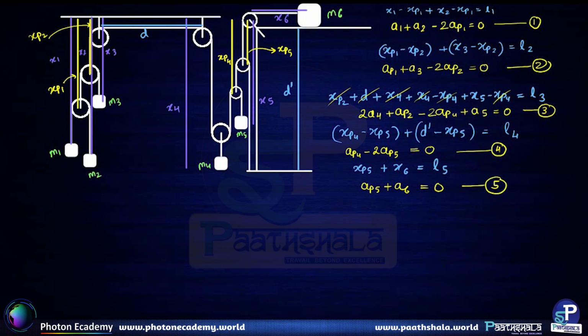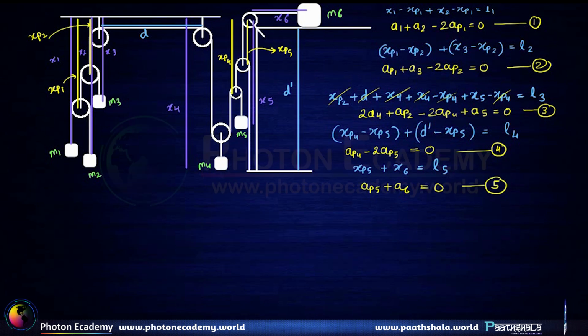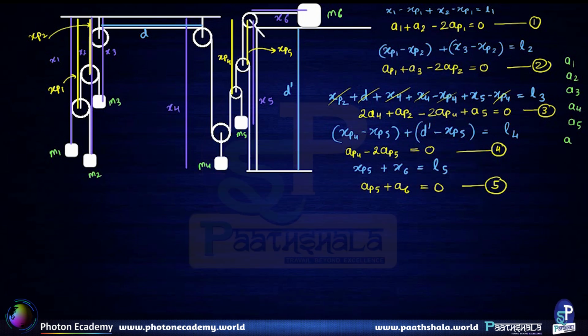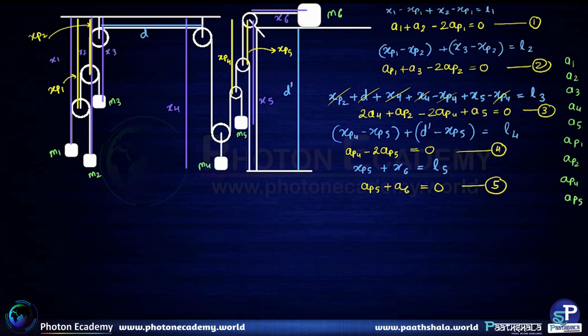Let us analyze and write down what the unknowns are. So the unknowns till now are a1, a2, a3, a4, a5, ap1, ap2, ap4, ap5. So you got 5 unknowns and then additionally 4. So basically till now we have written down a total of 9 unknowns.